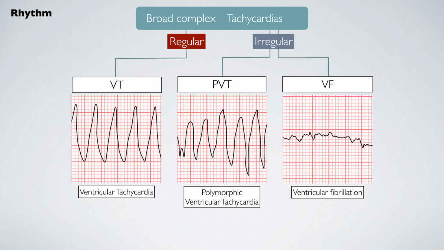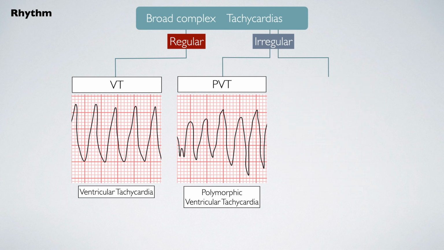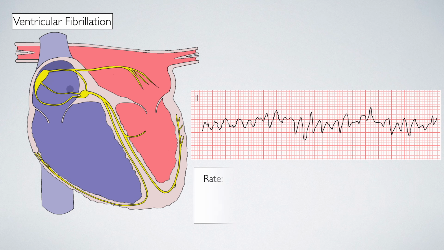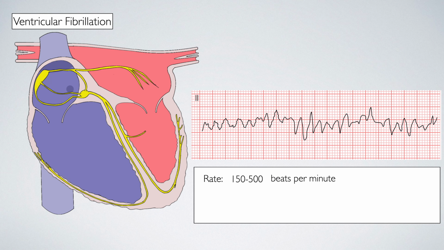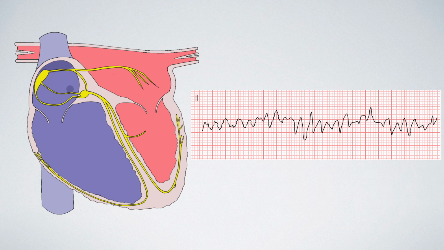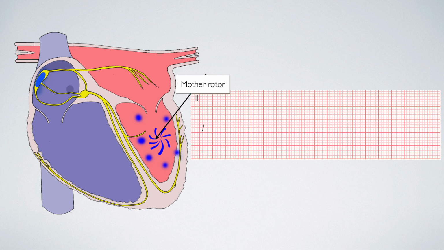Now let's turn to our final broad complex tachycardia, the most deadly of all, ventricular fibrillation. This presents with a ventricular rate from 150 to 500 beats per minute. It is an irregular rhythm and produces an ECG trace with irregular waves of varying contour and amplitude. Ventricular fibrillation is driven by a mother rotor that likely arises from a focal trigger, such as ischemic tissue.